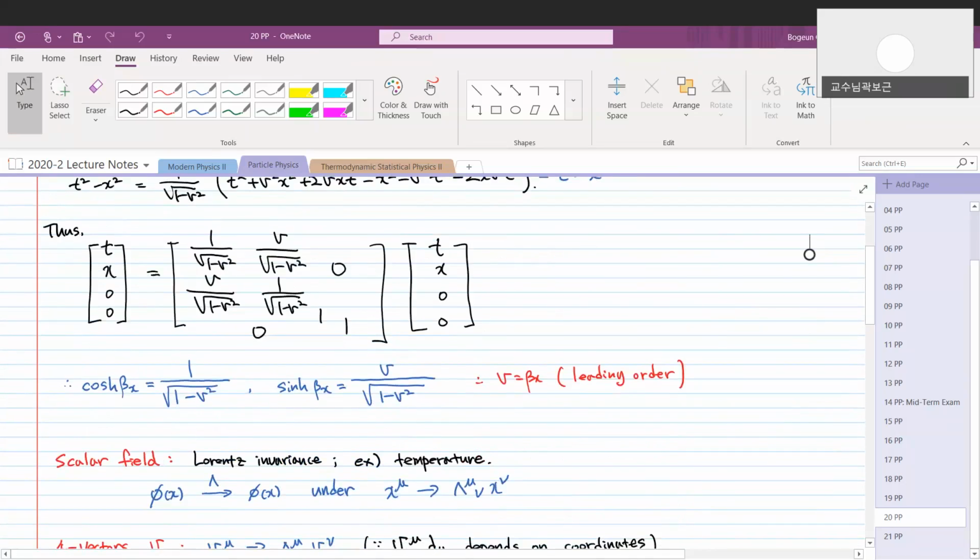Then writing such a transformation in terms of a matrix, and comparing it with the Lorentz transformation, you found that V equals beta x. So beta is related to rapidity, which is related to velocity, in the Lorentz transformation at leading order.